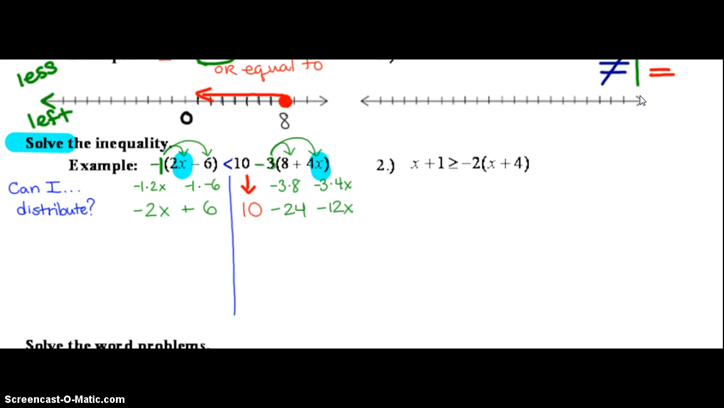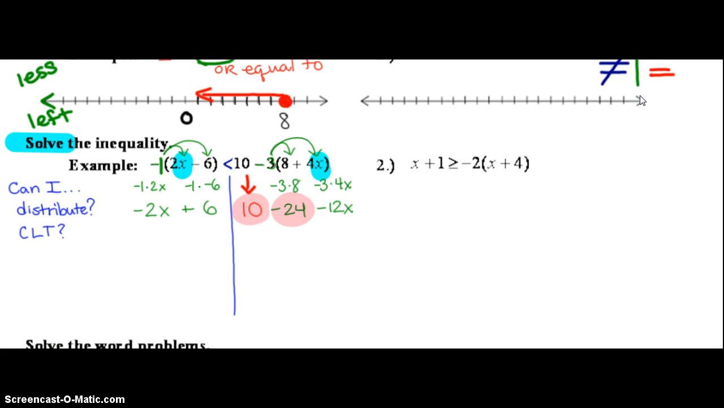Now I've completed my distributing. What's next? Well, can I combine like terms? Remember, you can only combine like terms if they lie on the same side of this inequality. Also, like terms either have to have the same variable or be numbers without variables. In this example, 10 and negative 24 are like terms, so I'll combine them.